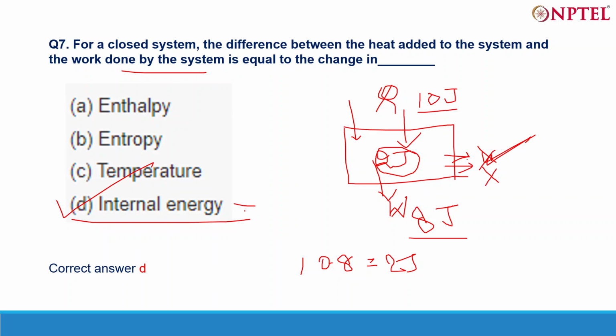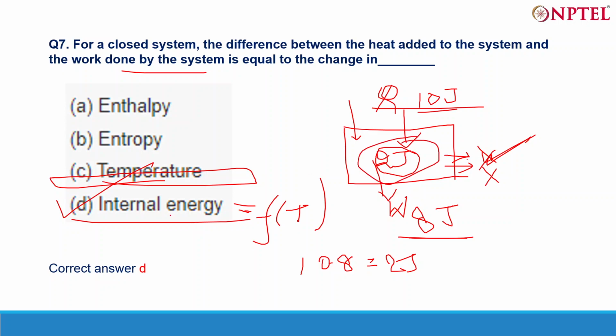So that is what it is saying, internal energy. And how is this change in internal energy detected? It is a function of temperature. As the temperature increases, the internal energy also increases. Temperature is not the correct option here because the question is talking about energy. Heat is a form of energy, and work is also a type of energy. So we have to give the answer in terms of energy, that is, internal energy.